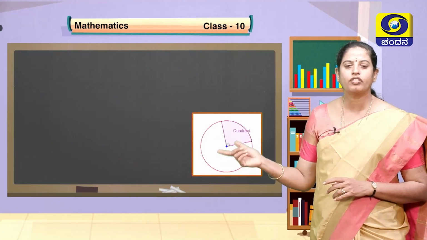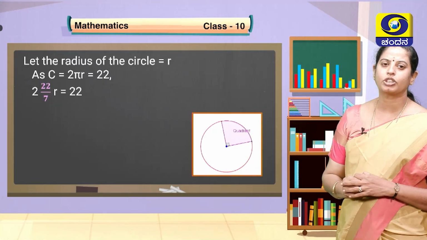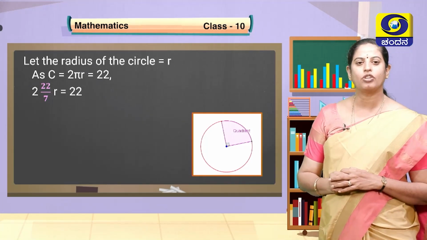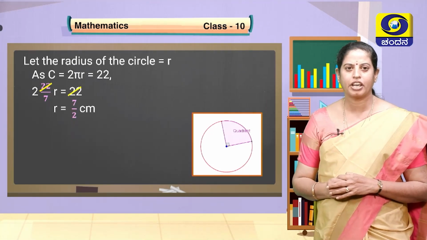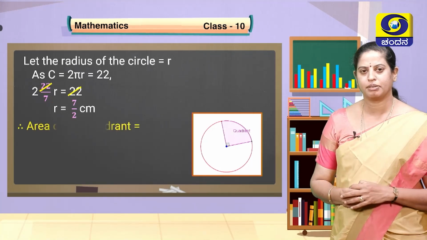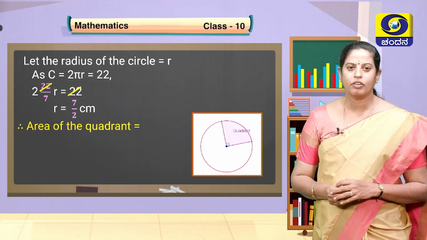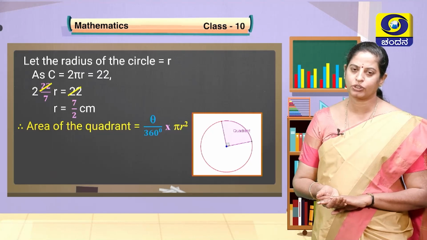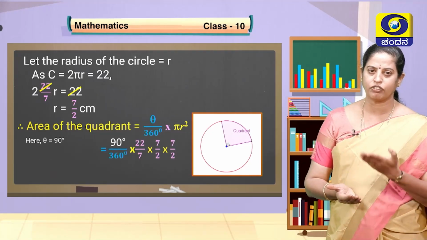And how to find the radius? Using the formula circumference equals 2 pi r, the value is given as 22. Substituting the value of pi and on simplification, we get r equals 7 by 2 centimeter or 3.5 centimeter. Let me keep that value as 7 by 2 only. Now, area of the quadrant is given by theta by 360 into pi r square. Here theta is 90 degree. You can directly write it as 1 by 4 also.